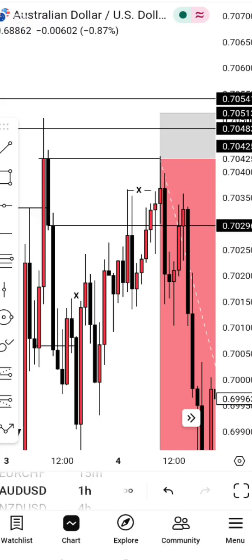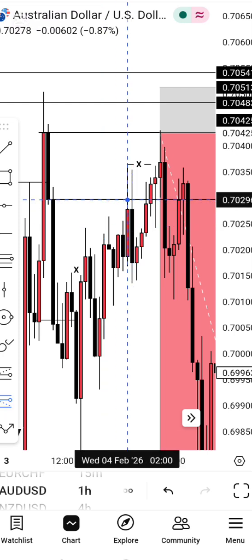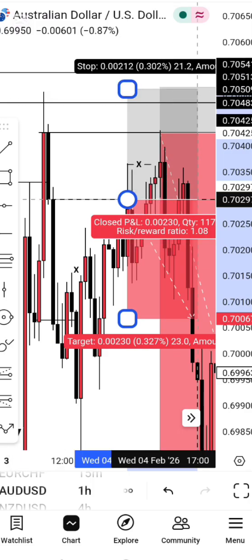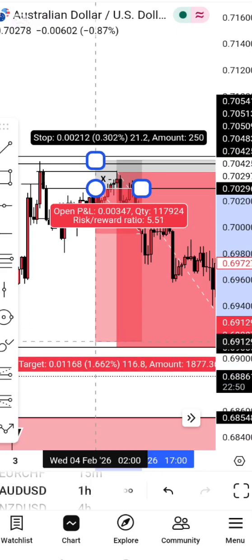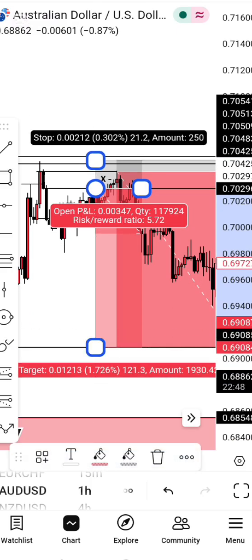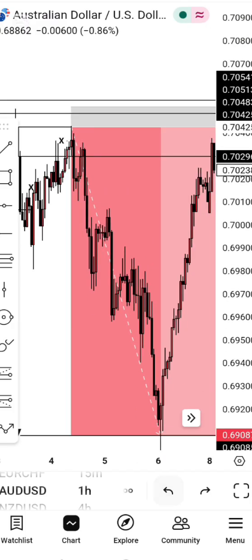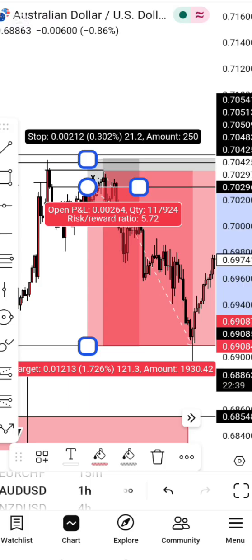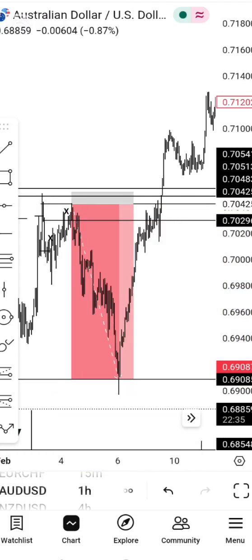But I decided to enter off the extreme key level, because entering here was just going to reduce my risk to reward, right? I was going to reduce it. So I wanted to enter off the extreme key level. Consider that would have given me a 1:5.72 if I had entered off there. But I decided to enter off the extreme, and that gave me a better risk to reward.